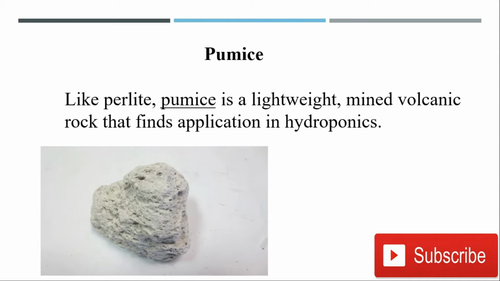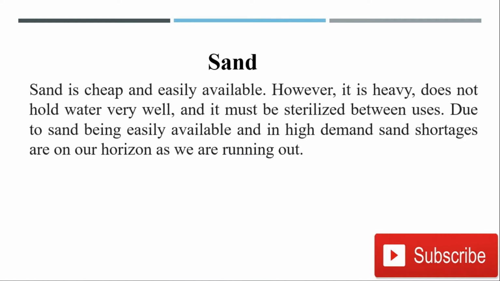Pumice. Another medium is called pumice, a lightweight mined volcanic rock that finds application in hydroponics. The next one, also most important, is sand. We can use different ratios of sand, vermiculite, and other media to make good soil conditions for the plants and get extra benefits from the medium. Sand is cheap and easily available.